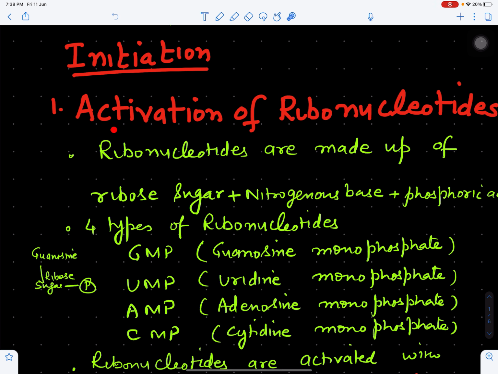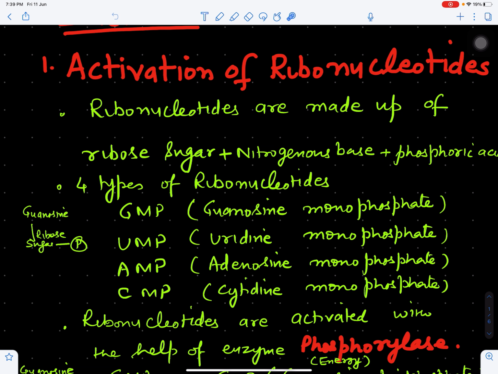The first step is their activation, because RNA transcription starts in the nucleus. So, in the nucleus, these ribonucleotides will be activated. This is called activation of ribonucleotides. Ribonucleotides, as we have discussed, are made up of sugar, phosphoric acid, and a nitrogenous base. Now, there are four types of ribonucleotides.